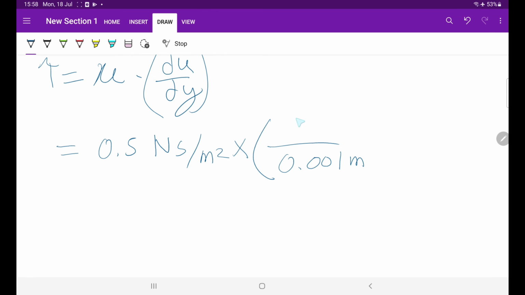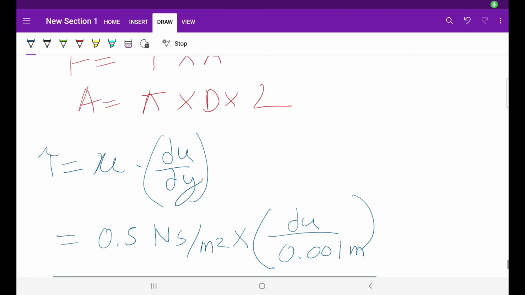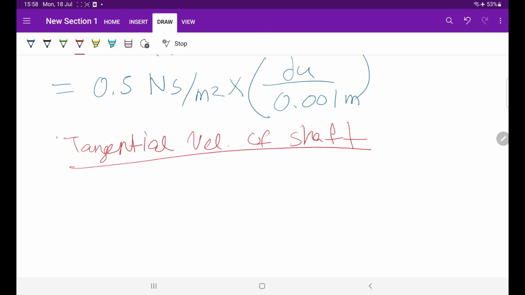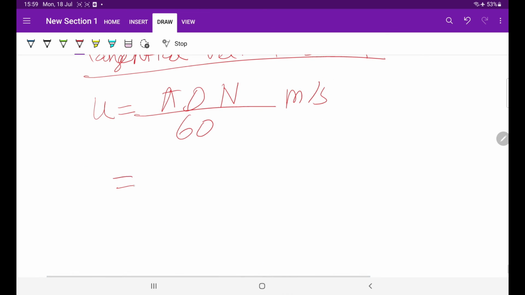Okay, so du has a formula, which I missed earlier, so I'll write down the formula now. That is called the tangential velocity of the shaft. So the tangential velocity of the shaft is u, and u is equals to pi into d into n by 60, pi dn by 60, and it is in meter per second.